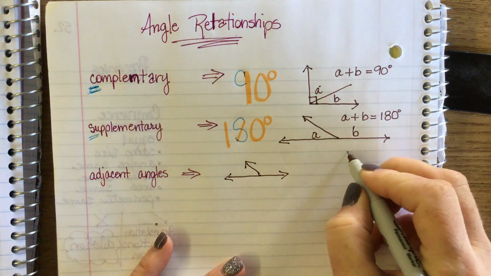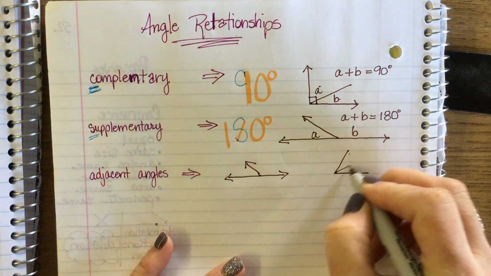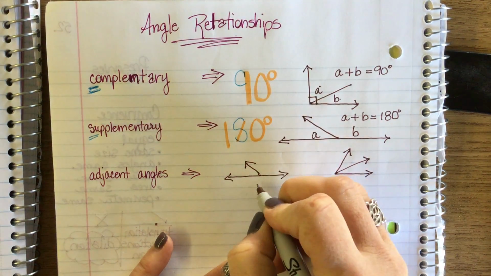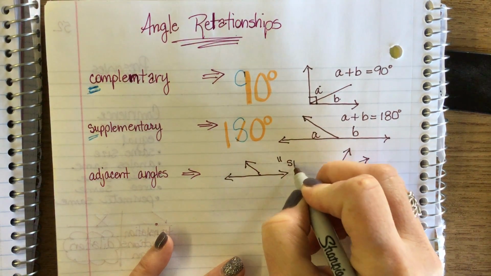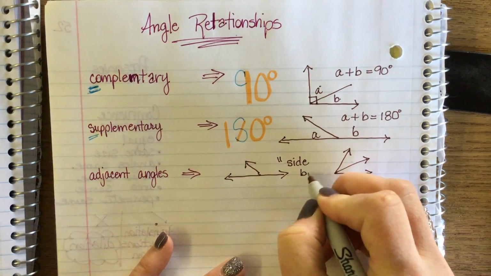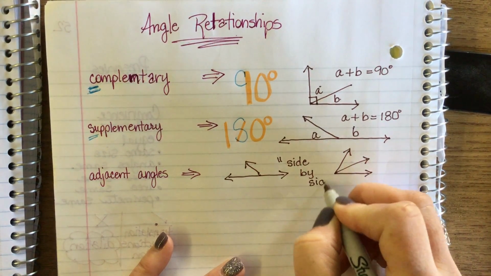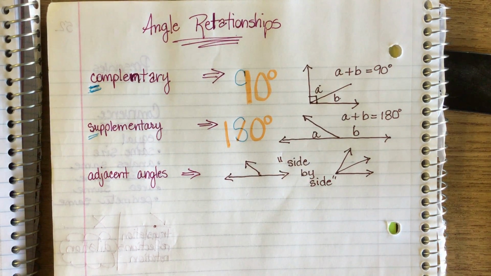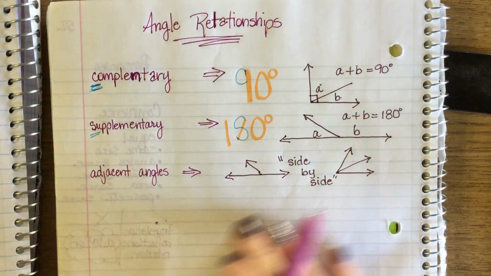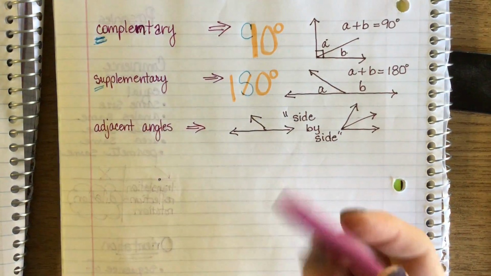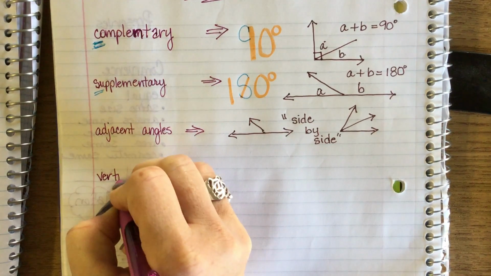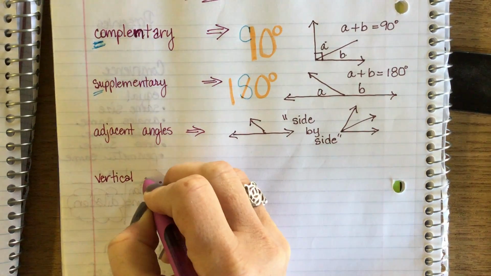Okay, another example might be these two, right? So, side by side, adjacent. All right, the next one. Remember to use color, okay? That's what helps the vocabulary stand out. So vertical angles. This is a new one for you.